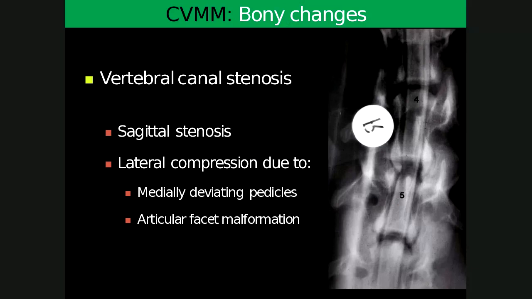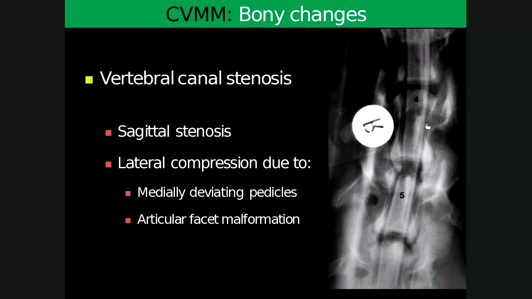The bony changes that one can typically see might be due to sagittal stenosis, so there's dorsoventral narrowing or a funnel-shaped vertebral canal. Lateral compression of the spinal cord might be due to a medially deviating pedicle, or articulation facet malformation, where the joints, or the facets, become very large and malformed, and they then impinge dorsolaterally into the spinal canal, or into the vertebral canal.